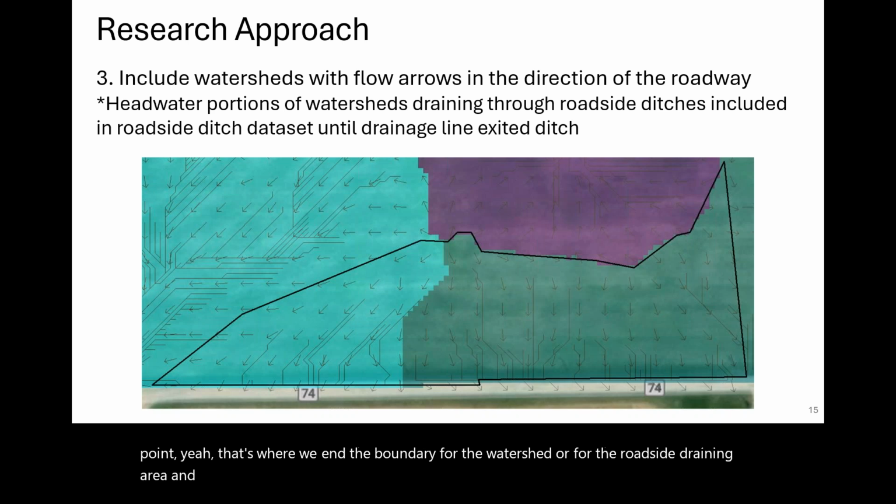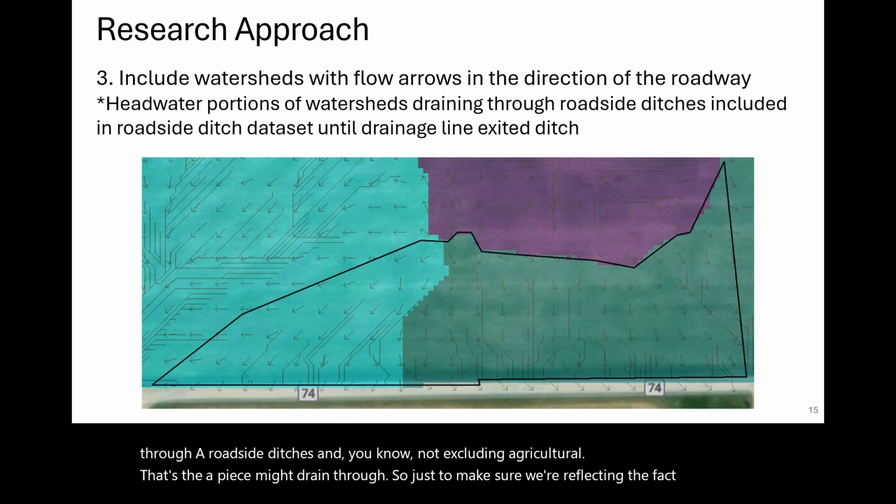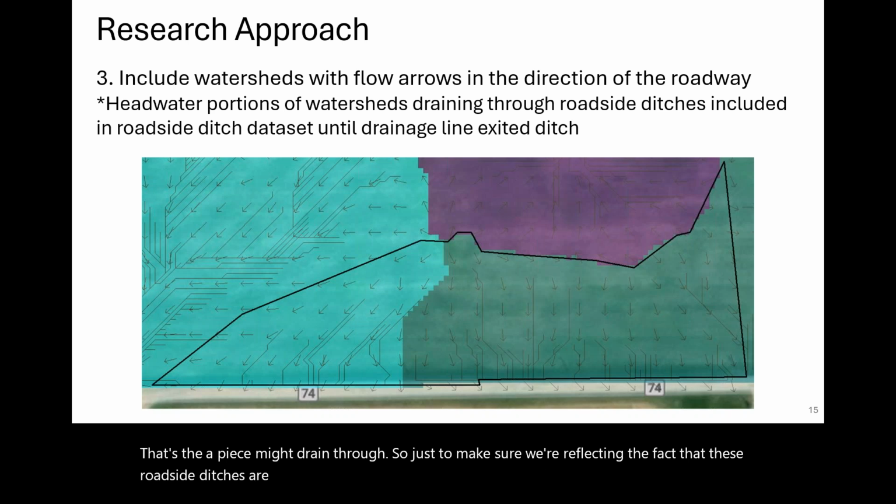And so just a way to make sure that we're including all parts of watersheds that drain through roadside ditches, and not excluding agricultural watersheds that a piece might drain through. So just to make sure we're reflecting the fact that these roadside ditches are pretty ubiquitous in all types of drainage, whether that be a stream or an ag ditch. They're all connected.